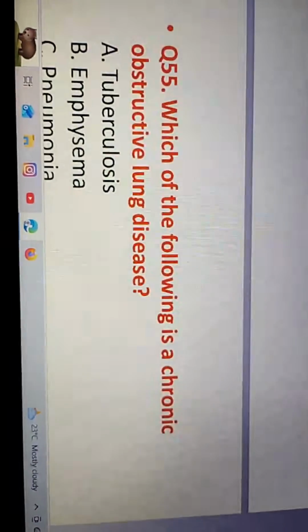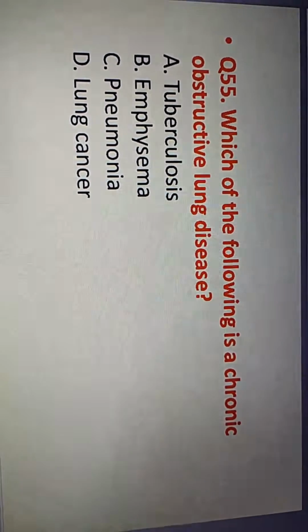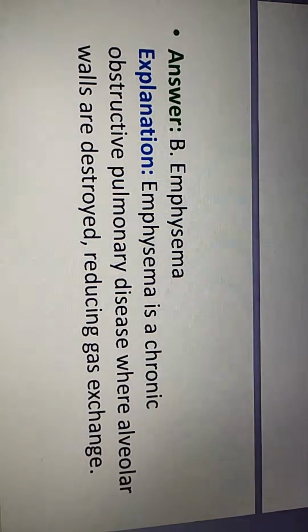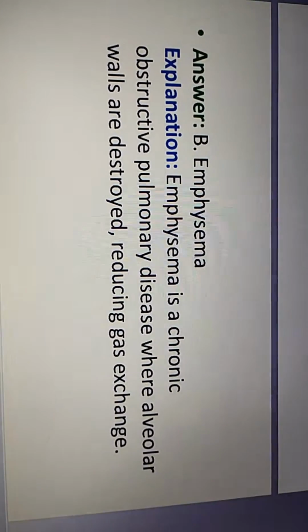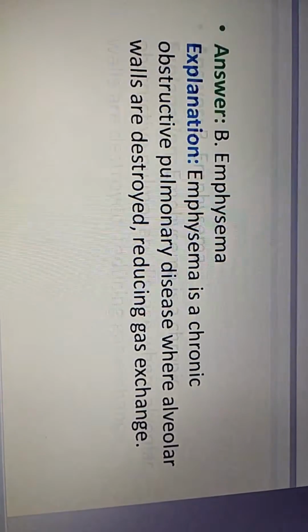The next question. Which of the following is a chronic obstructive lung disease? Option B emphysema, option C pneumonia, option D lung cancer. The correct answer is option B emphysema. Emphysema is a chronic obstructive pulmonary disease where alveolar walls are destroyed, reducing gas exchange.